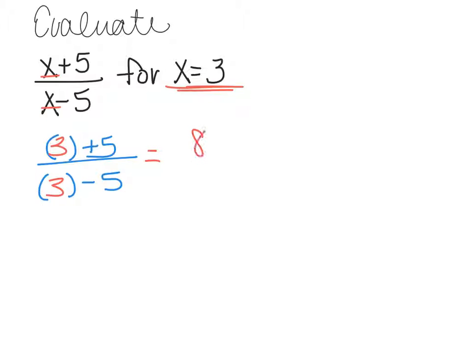3 plus 5 is 8. 3 minus 5 is negative 2. And I simplify a little bit further, and I get negative 4 for my final answer.